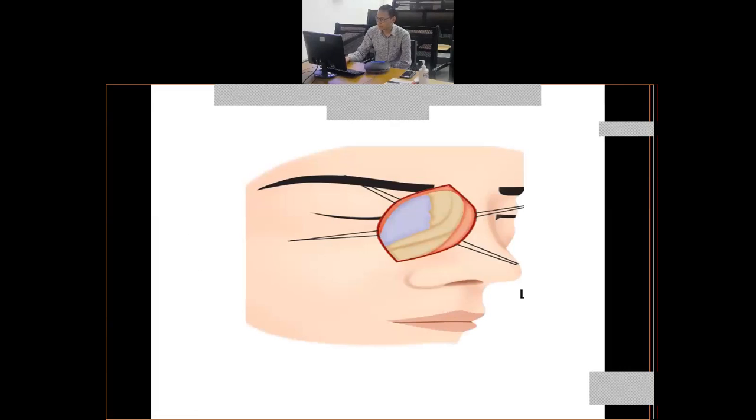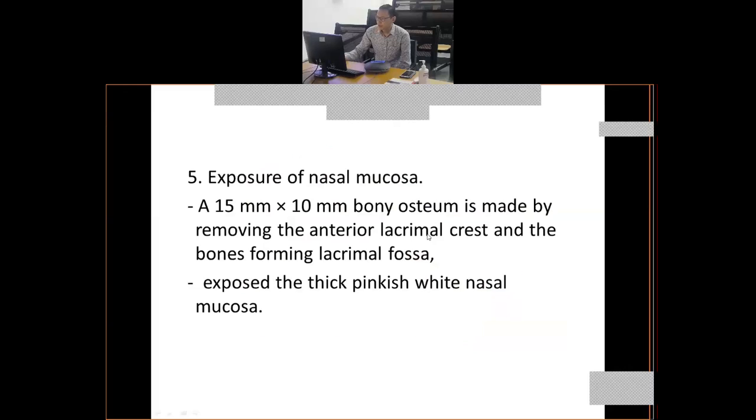You see in this picture, this blue color represents the lacrimal sac, and this yellow color represents the lacrimal fossa. Okay. Then next step is the exposure of the nasal mucosa. About 15 to 10 mm bony ostium is made by removing the anterior lacrimal crest and bone forming the lacrimal fossa. Then thick pinkish white nasal mucosa is exposed.